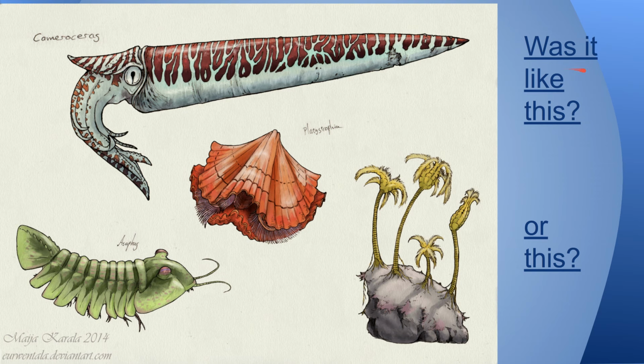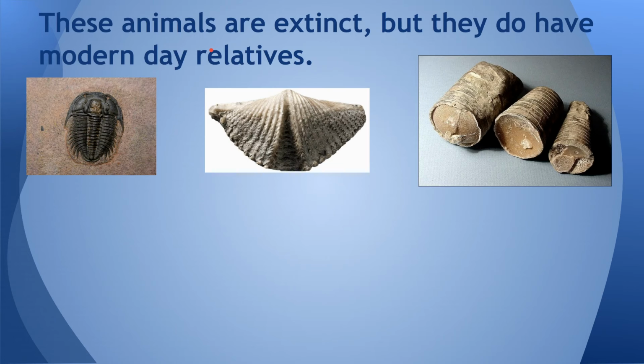So these are 2 videos I'm going to link in the classroom. Check them out. They're pretty cool. This is just another artist's idea of what maybe these things looked like. This person drew trilobites being green and the cephalopod having striped patterns. And this is based off of a modern day example of a cuttlefish. It's really neat. So these animals are extinct, but they do have modern day relatives.